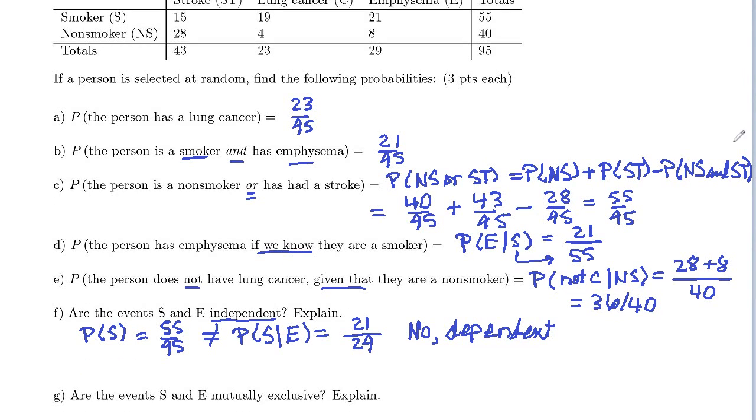And then lastly here, are the events S and E mutually exclusive? So smokers we've got right here, and then emphysema is right here. And they're asking, are those events separate? No, there's 21 in the overlap. So no, again, there is overlap.